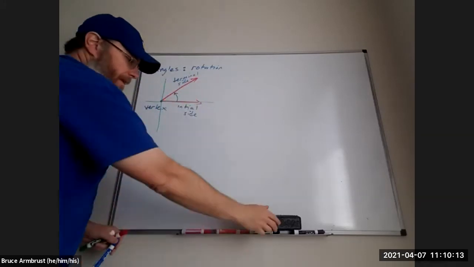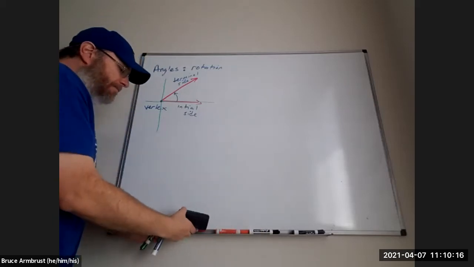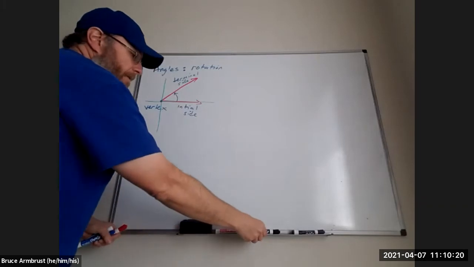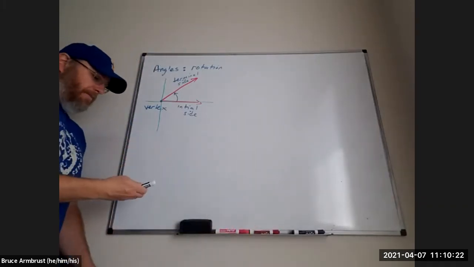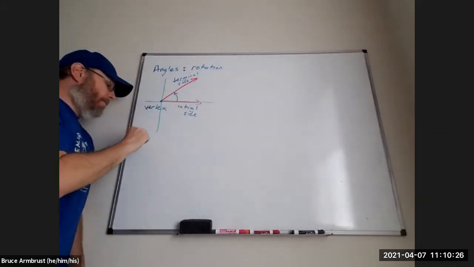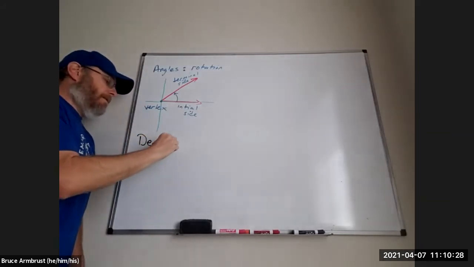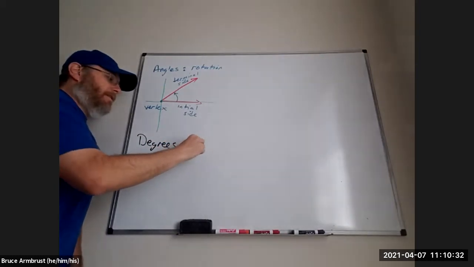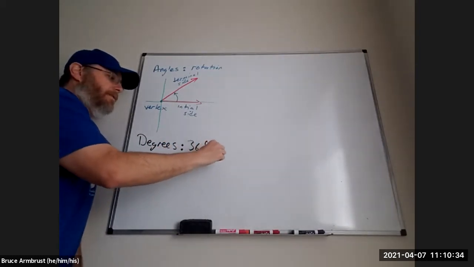The other important thing that we need to know here are the units of measurement. And we talked about last time that there are two ways that we measure these. The one is degrees, and this is what you're probably most familiar with. So degrees, and the kicker to these is that there are 360 degrees in one rotation.